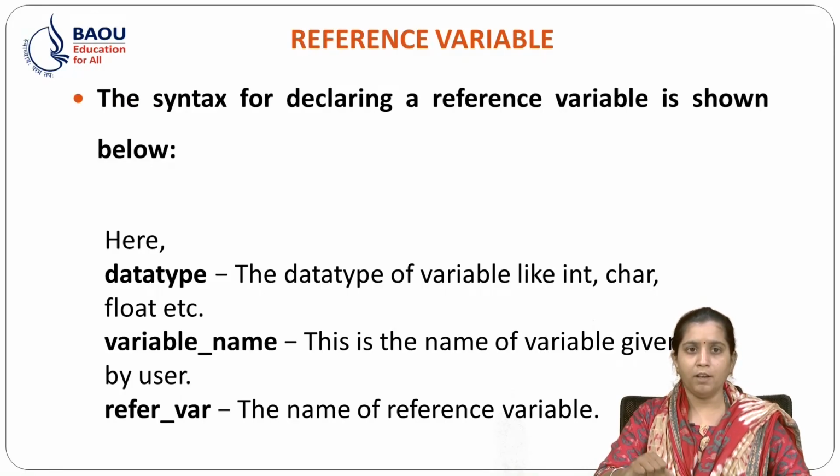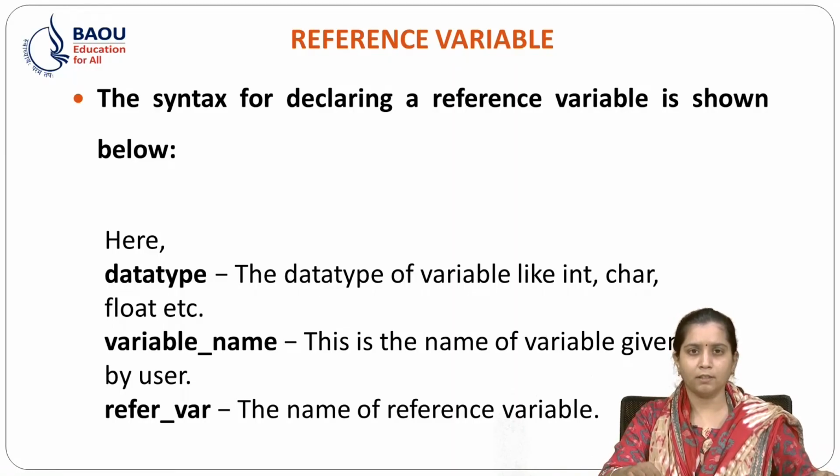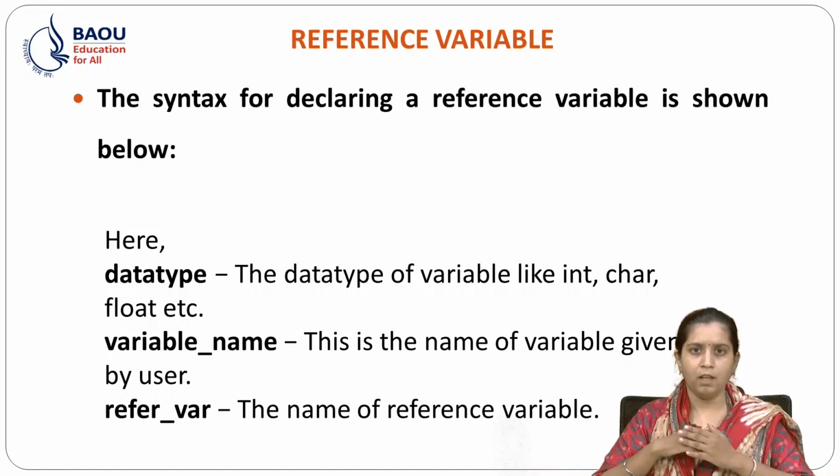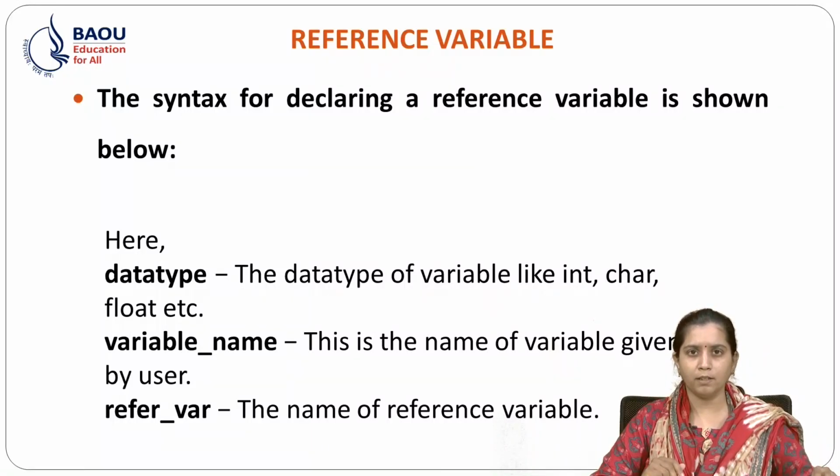Reference variable. Reference variable is an alias. That is, it acts as an alternative name for a previously defined variable. A reference variable behaves similarly to an ordinary variable and also to a pointer variable. Inside a program, it is used as an ordinary variable, but it acts as a pointer variable in C++.